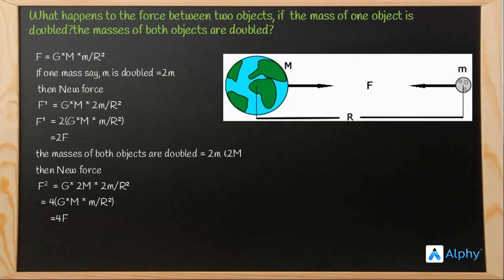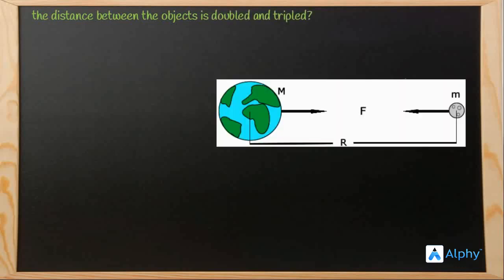Now let us answer the second part of the question. That is, when the distance between the objects is doubled and tripled, what will be the force? So here the distance is now getting doubled and tripled. If the distance is doubled, then the new distance, let us consider it as R1, is equal to 2 into R. So F is equal to capital G into capital M into small m by R square. That is the formula for force.